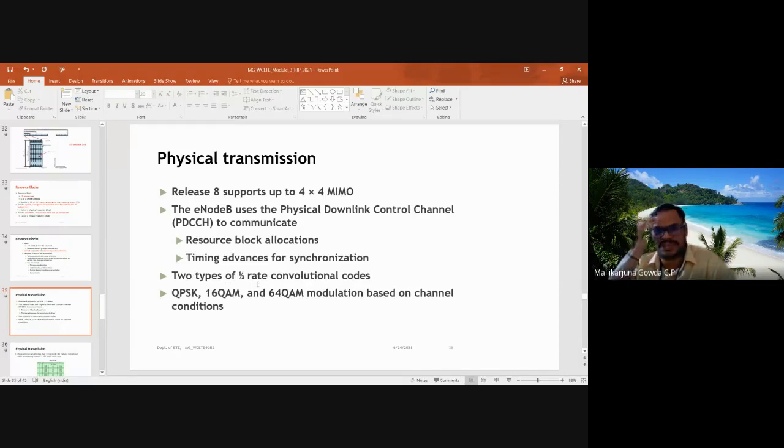And as I said, it uses convolutional codes with rate 1/3, and these are the different types of modulation techniques which can be adopted based on the channel conditions: QPSK, 16 QAM, and 64 QAM.